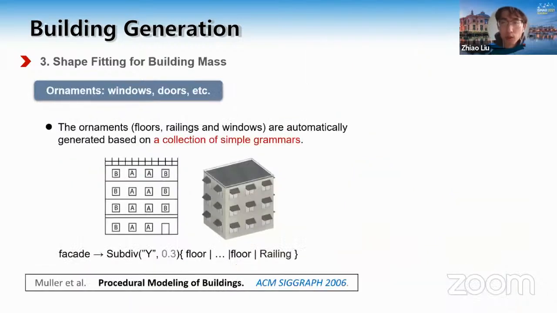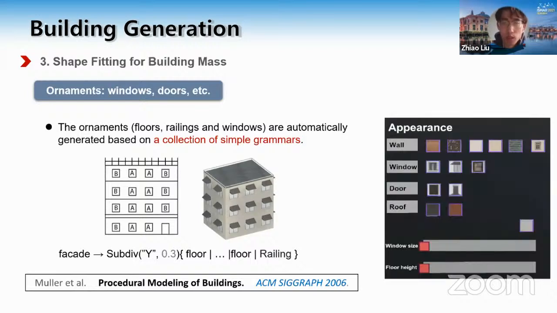Afterwards, the floors, windows, and other ornaments will be automatically generated based on previous procedural modeling method, which uses a collection of simple grammars to describe the facade details. And furthermore, our user interfaces also provide options to adjust the building appearance and the procedural parameters, such as the wall texture, window type, and floor height, etc.